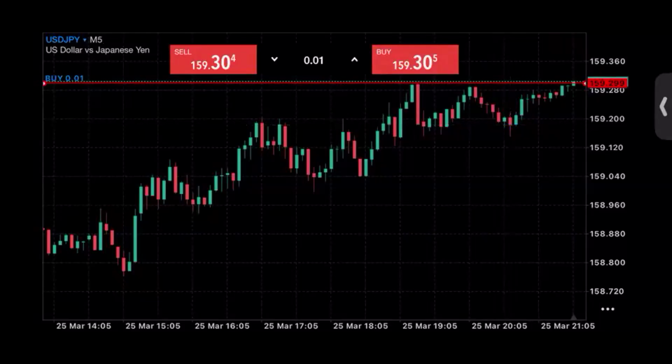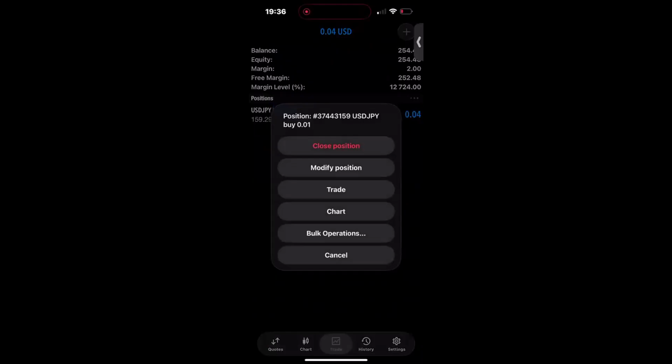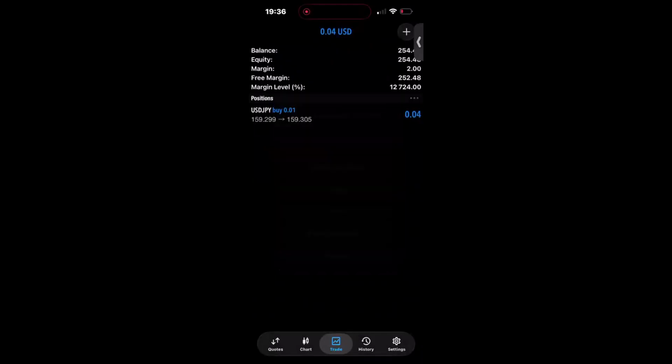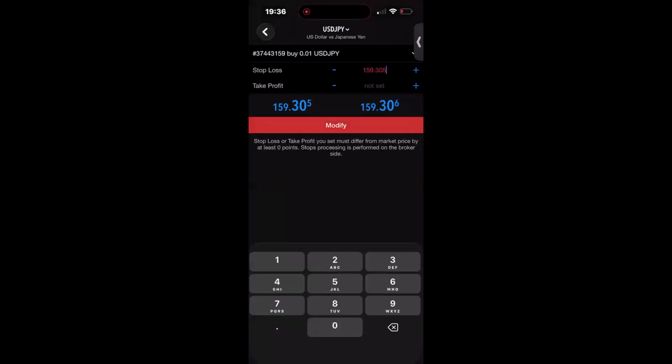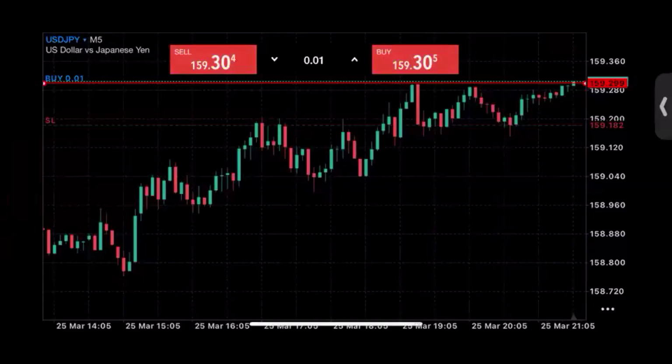So I'm going for the stop loss of 159.182. That's triggered already. Let's go to modify order. Stop loss 159.182. Modify. So all that is left right now is my take profits.